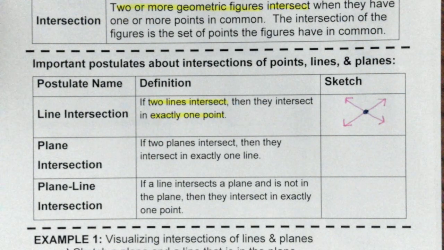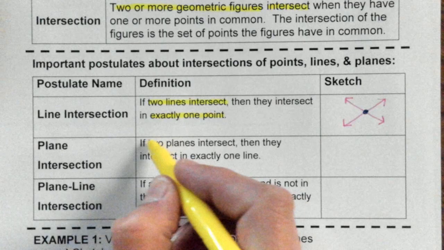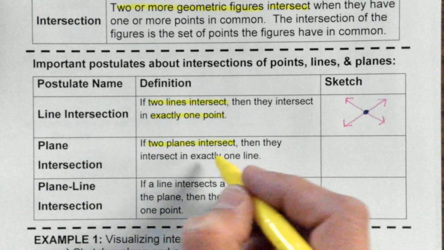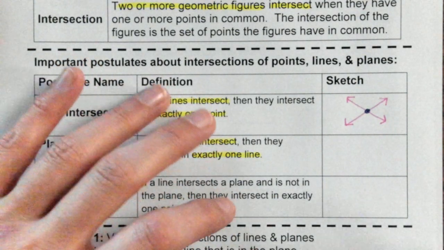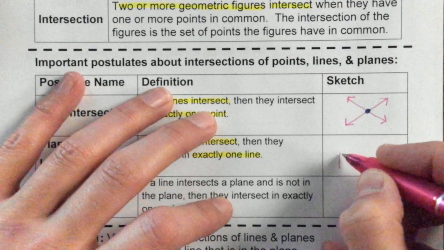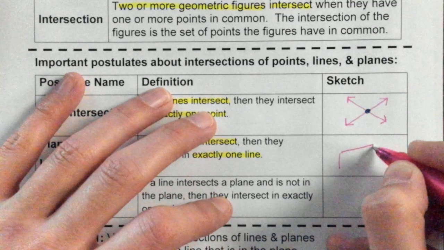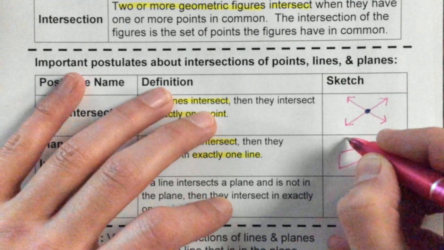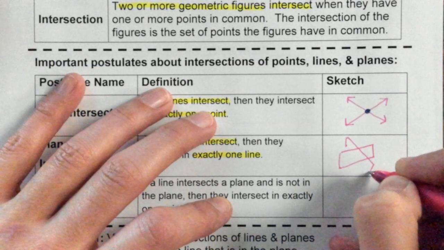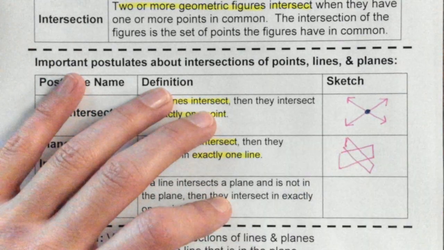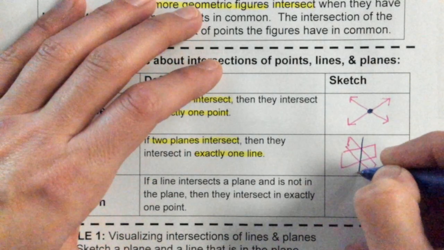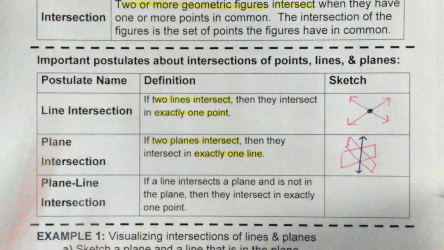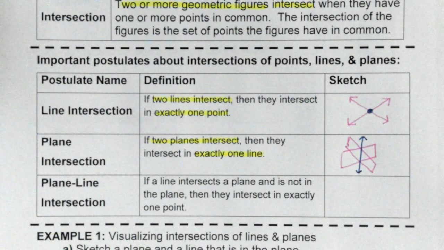Your plane intersection lets you know that if two planes intersect, they intersect at exactly one line. So now you go to three dimensions, and you're going to see this line. If we sketch a couple of planes here, let's say here's a plane, and then here's another plane. What's going to end up happening is at this intersection between the two of them, you're going to have exactly one line where the two intersect.